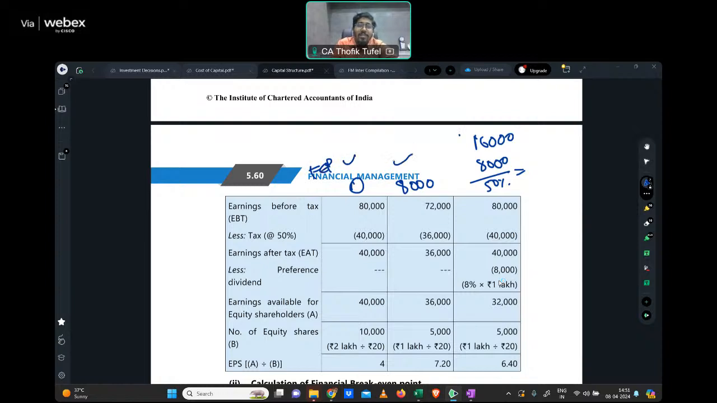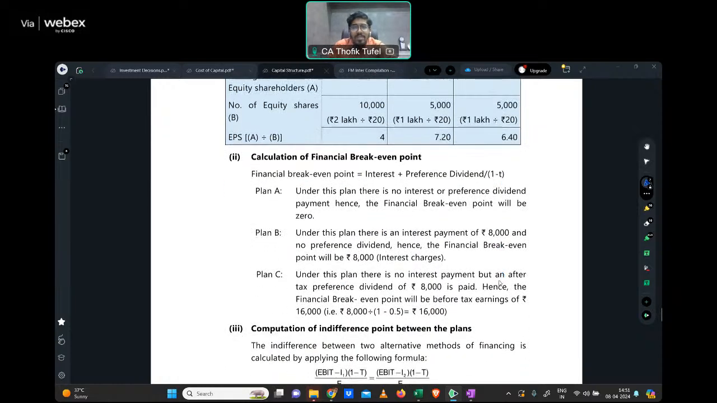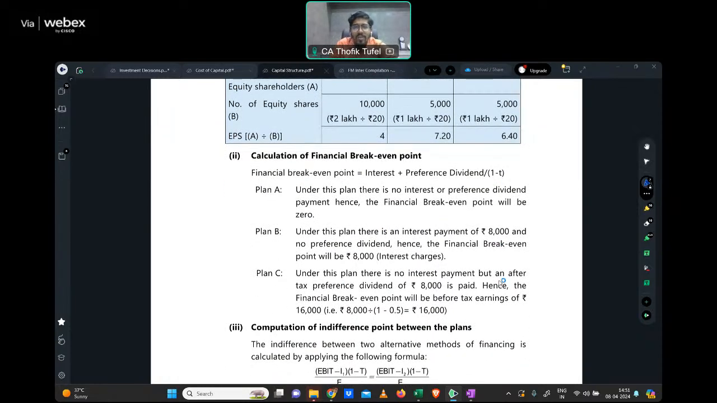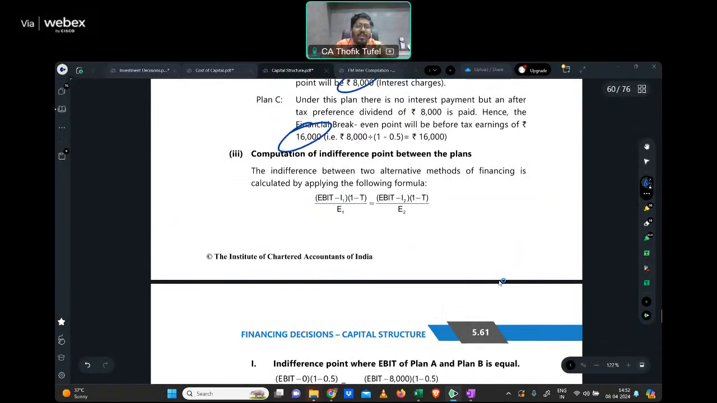For A, it is 0, 8,000 and 16,000. See the answer? No interest, so financial break-even point is 0. Financial break-even point is 8,000. Financial break-even point is 16,000. Simple, correct? And then find out the indifference point for 1 and 2.